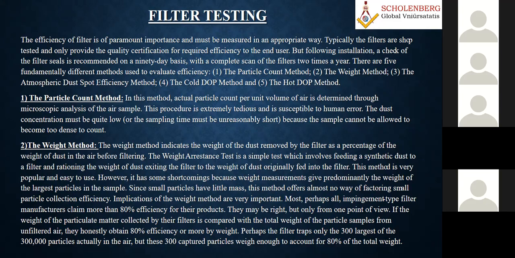So a check of the filter seal is recommended on a 90-day basis. A complete scan of the filter is recommended 2 times a year. There are 5 fundamentally different methods used to evaluate efficiency. One is the PCM, particle count method, the weight method, the atmospheric dust spot efficiency method, and then the cold DOP method and the hot DOP method. So these are the various methods for filter testing. Let us see quickly one by one.